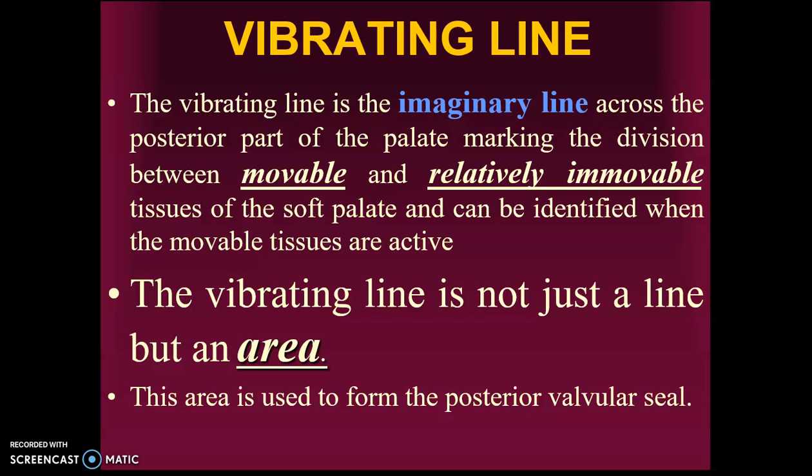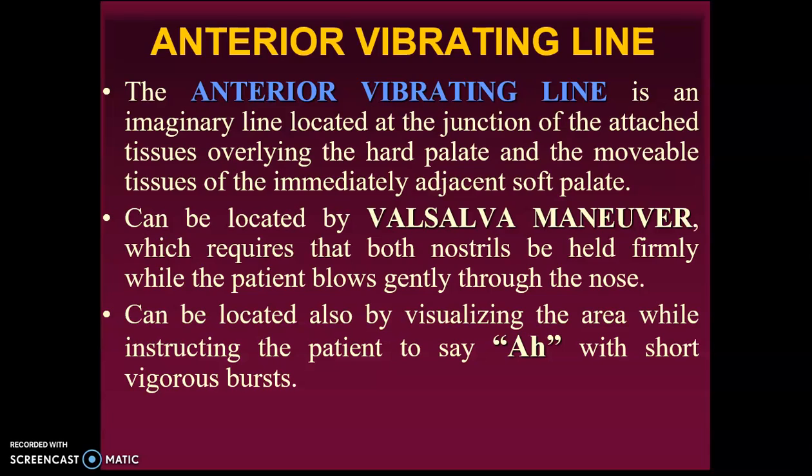That's very important. So what is AVL? Anterior vibrating line. It's located at the junction of the attached tissues overlying the hard palate and the movable tissues of the immediately adjacent soft palate. So that's the thing which possesses the bow shape.